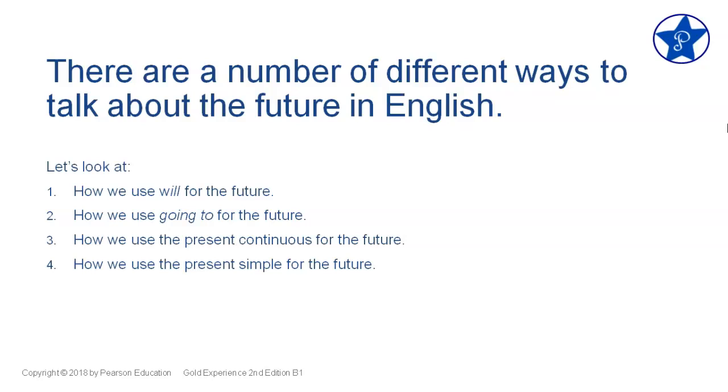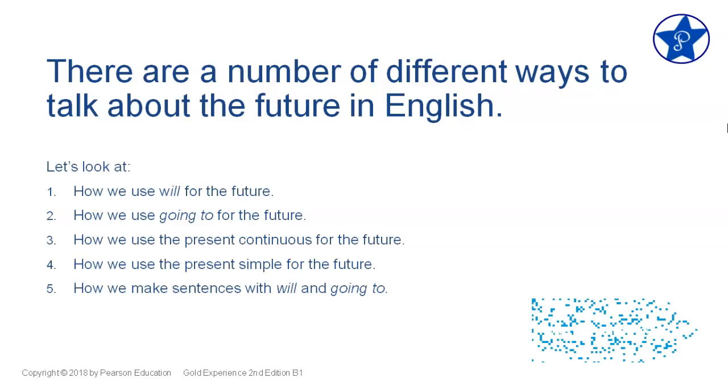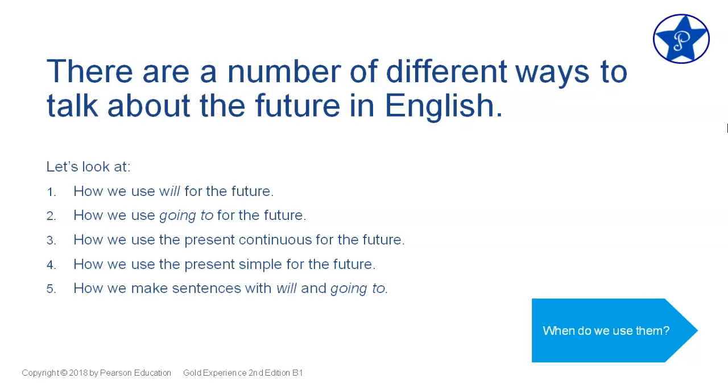Now, you already know how to make sentences with the present simple and the present continuous. We've practiced that in Unit 1. So if you're not sure, you might want to watch the video for Unit 1 again. And at the end of this video, we will have a look at how to make sentences with will and going to. So, when do we use all these future tenses?